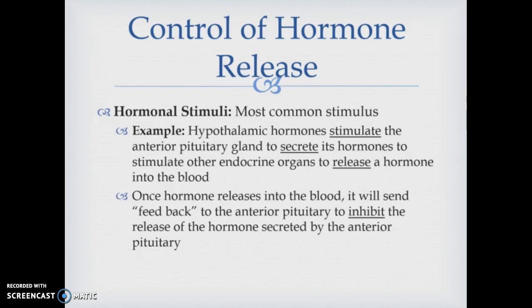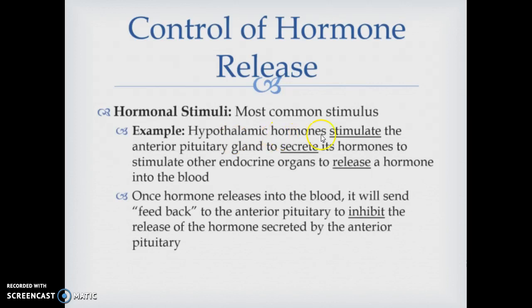The most common way hormones are controlled in regard to their release from glands is hormonal stimuli. Hormonal stimuli is when one hormone secreted by a gland has another gland as its target, and that gland will in turn release another hormone. So it's a hormone that causes a second hormone to be released. That's hormonal stimuli. The example we're going to be talking about in this presentation regards the hypothalamus and how it works with the pituitary gland.